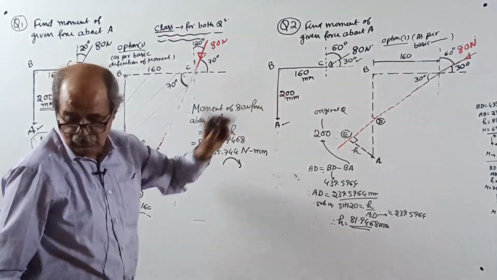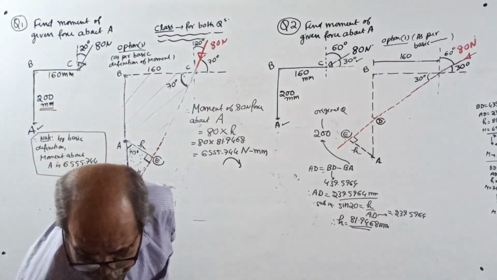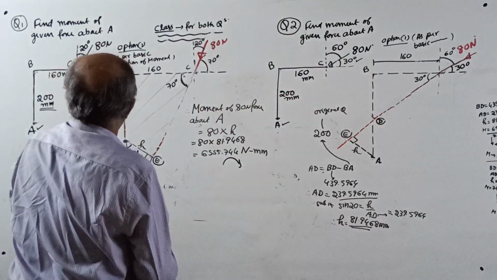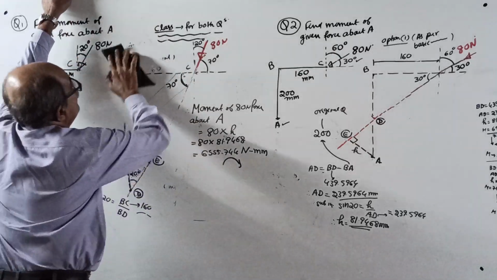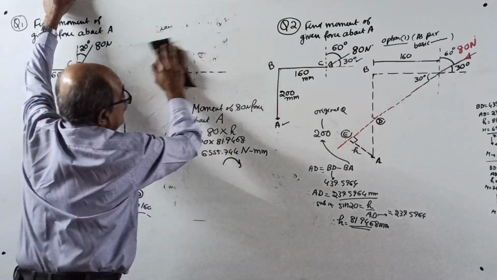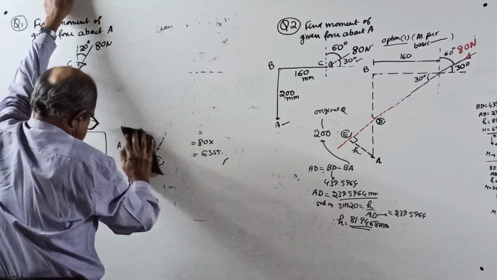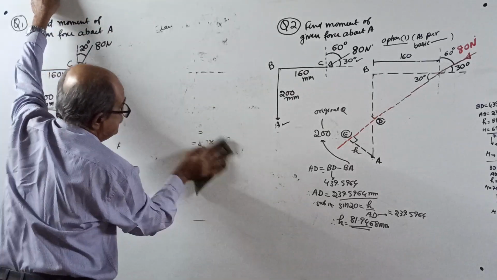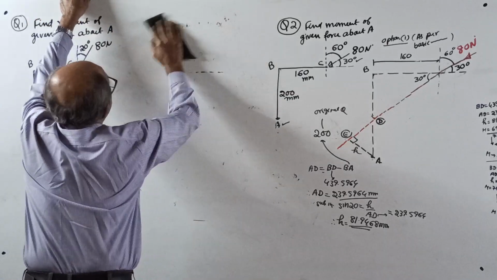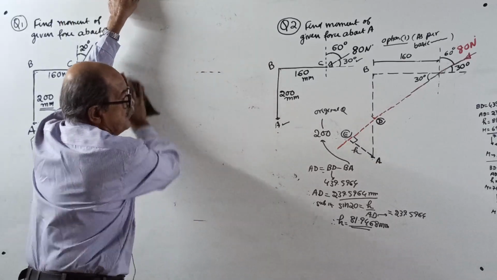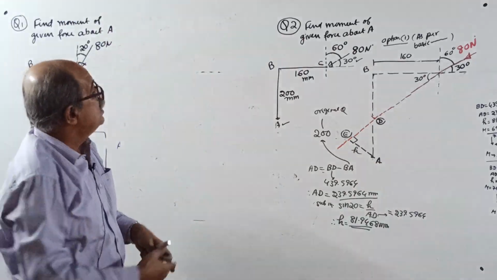I will go to the next question now, then I will go to option 2. I will remove this one. This sketch is not required now. Option 1 is over for question 1. What is still pending? Option 2 is pending. I will tell you later. But anyway, let me finish question 2 also by option 1, using trigonometry. Okay, start. Question 2.